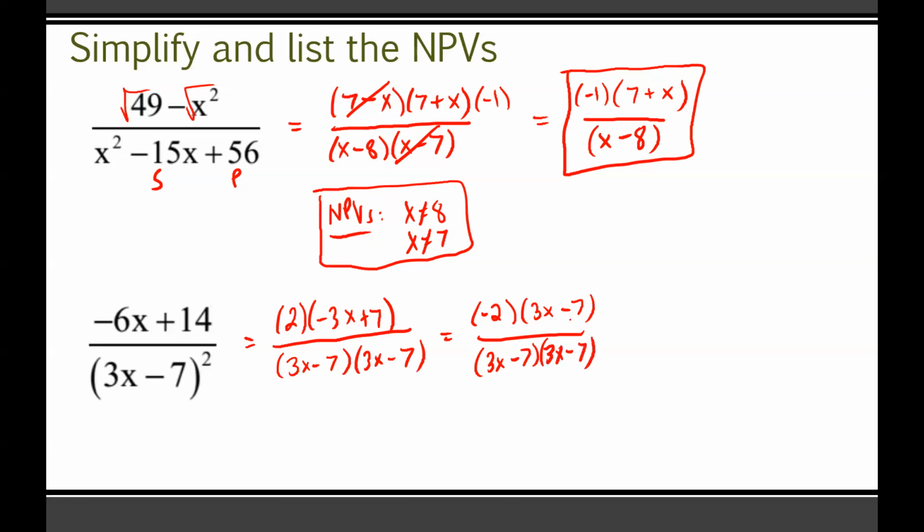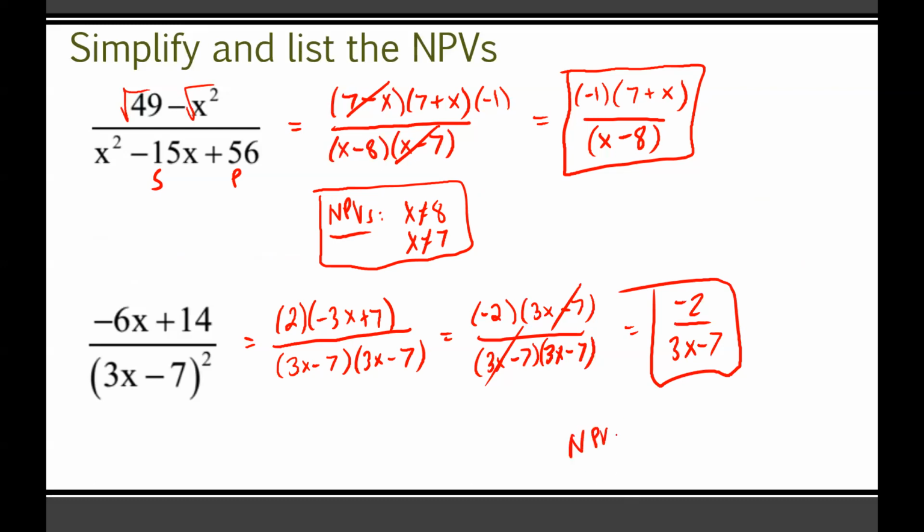All right. Anyway, now what you hopefully notice is we have 3x minus 7 on both the top and the bottom. We can just knock those right out. So this gives us negative 2 over 3x minus 7. Bingo, bango, bongo. We got it. That's our answer. Now we got to list our NPVs.